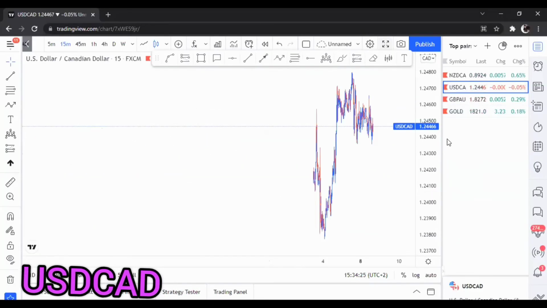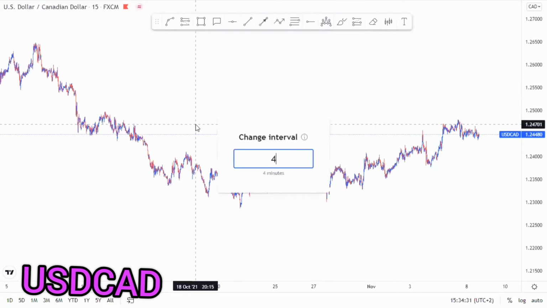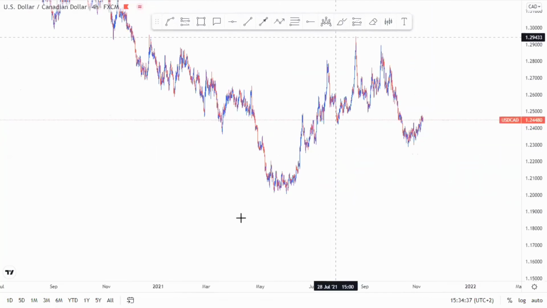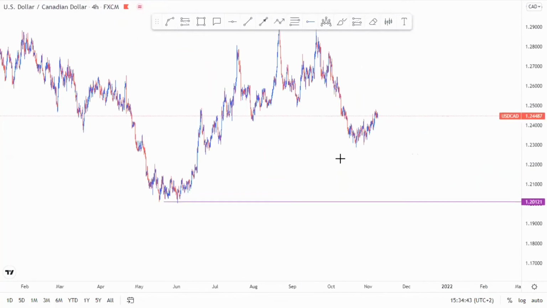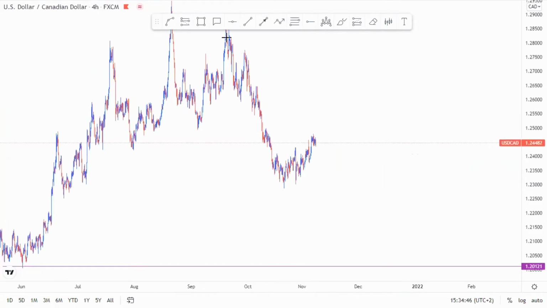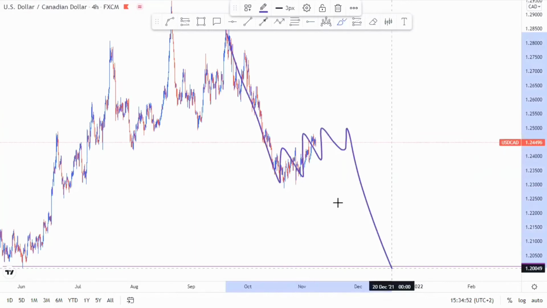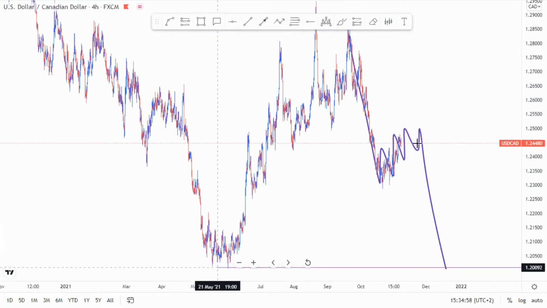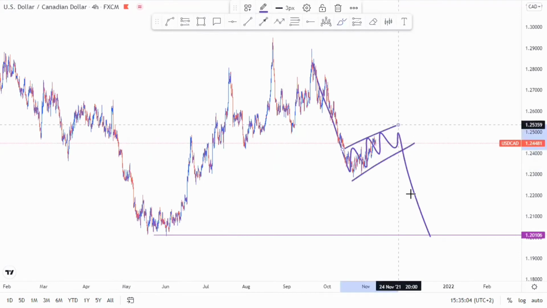USDCAD. Going to the 4 hours. Highlighting this low. And as you can see here, we have an impulse. This is a correction. Now we expect another impulse to the downside, hoping to reach these areas at the bottom. Something like this. So this is what I'll be looking for. Something like this to go to the downside. Impulse, correction, impulse.